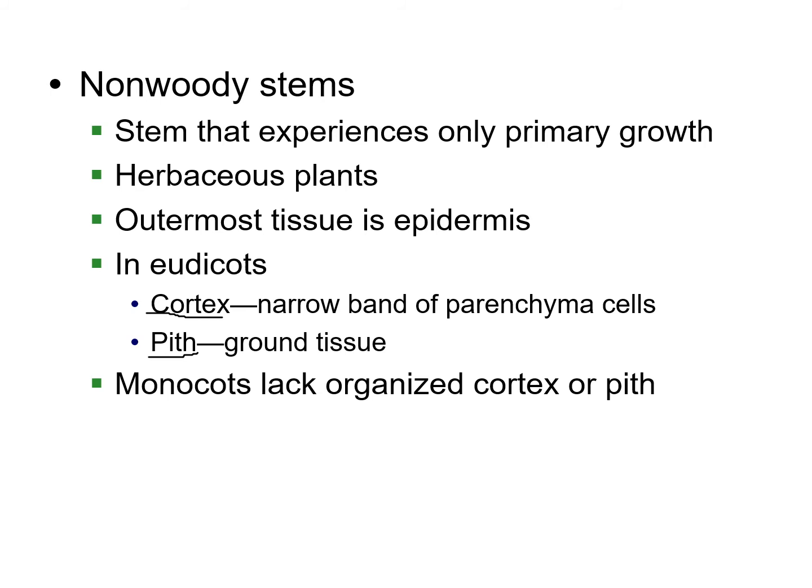In dicots, it tends to be pretty well organized and clear, but in monocots, it's not always well organized, and so that tends to be one of the weak spots for a lot of people who are not able to see that. So that monocot doesn't really have it. It's just there, but it's not as organized as in the dicot.